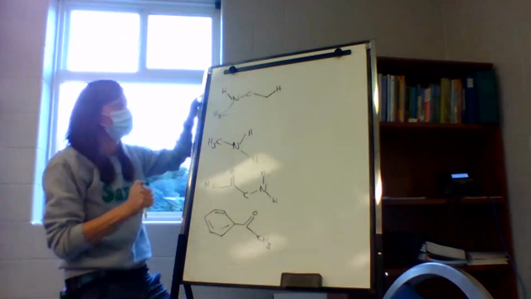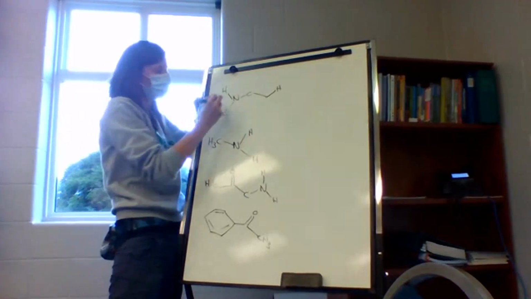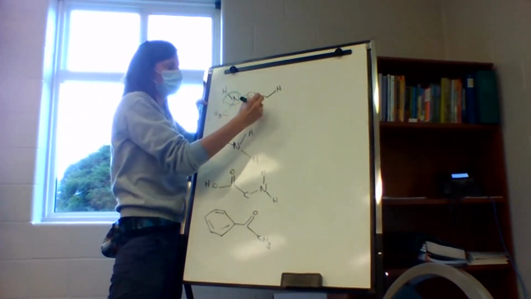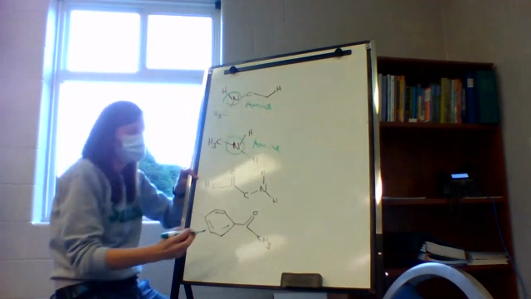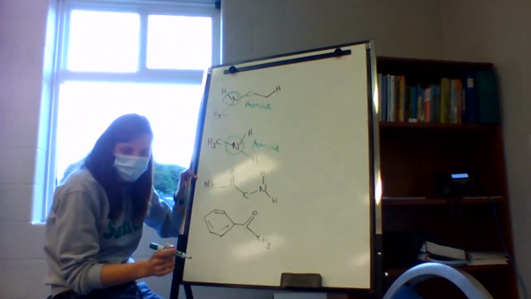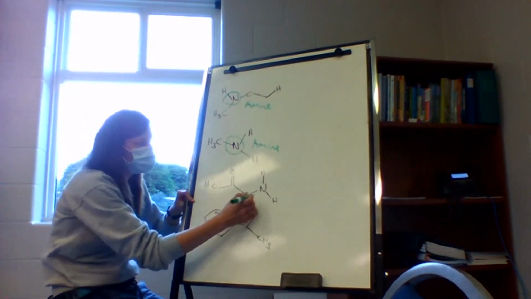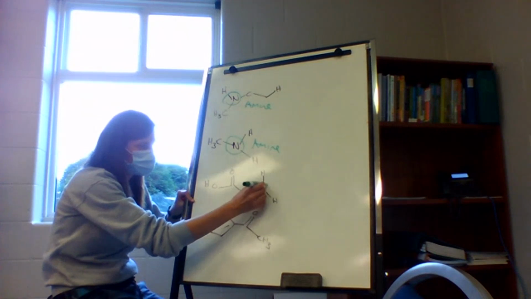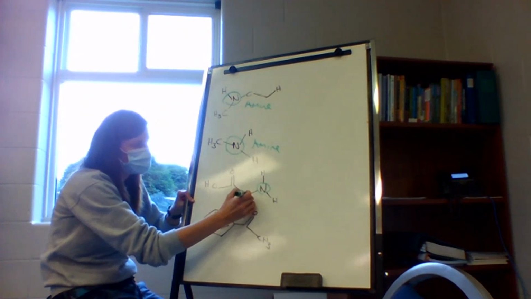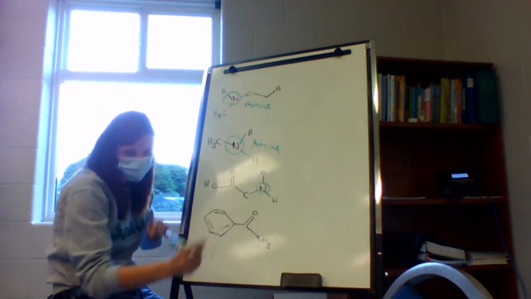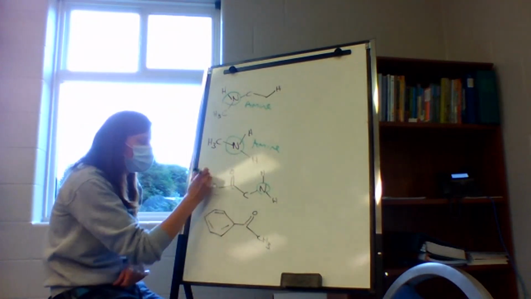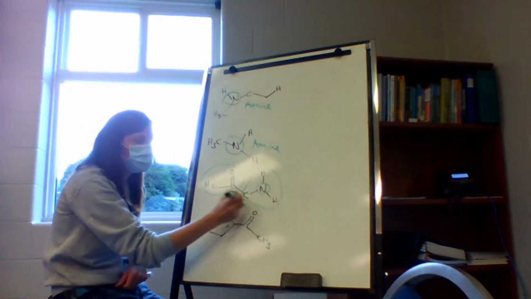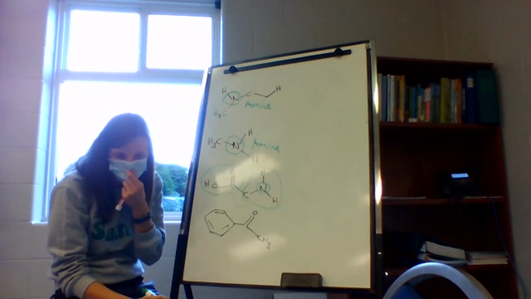Okay. So what did you guys get for this one? Amine, and then amide. Okay, so then, let's take a look at this one. We've got an N attached to a carbon, attached to another carbon to an oxygen. There's actually two parts. This guy and this guy are two separate things. So would it be like amine?